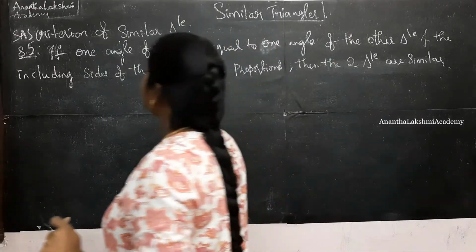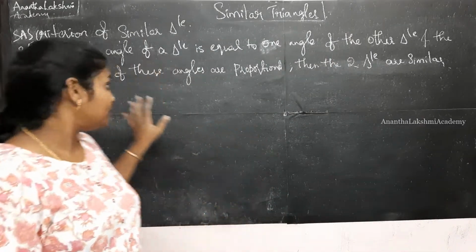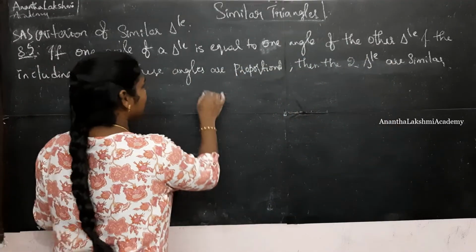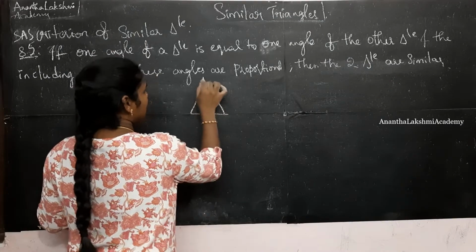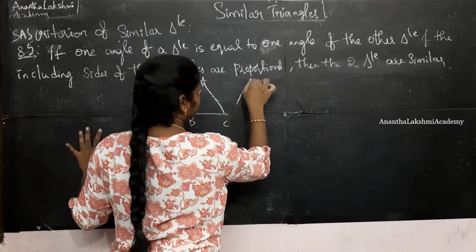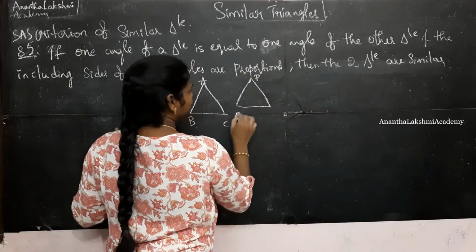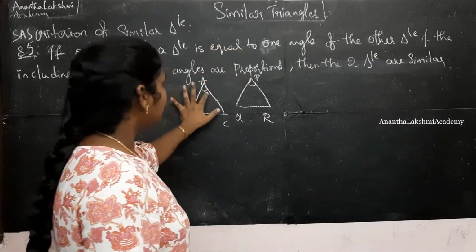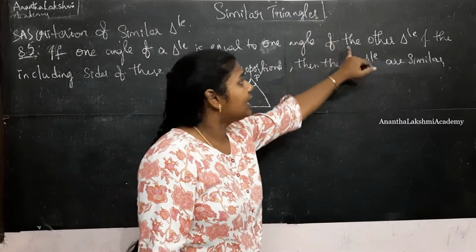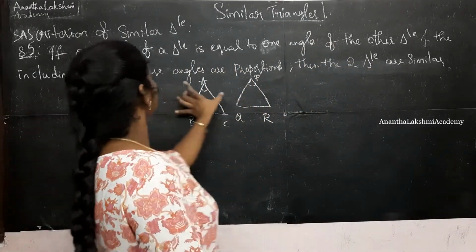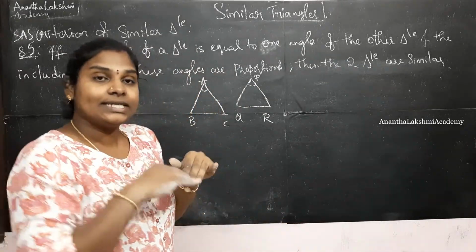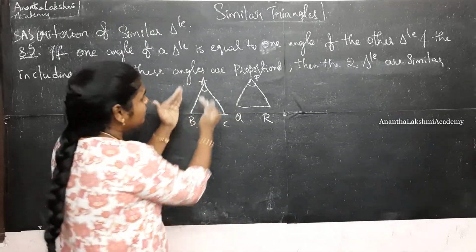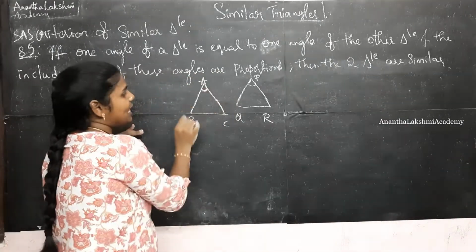Okay, we have the SAS criterion of similar triangles now. One angle of a triangle is equal to one angle of the other triangle. So let me draw ABC and PQR such that angle A is equal to angle P. If one angle of a triangle is equal to one angle of the other triangle, then the including sides of these angles are proportional. The including sides are nothing but the two sides in which this angle is enclosed, AB and AC.